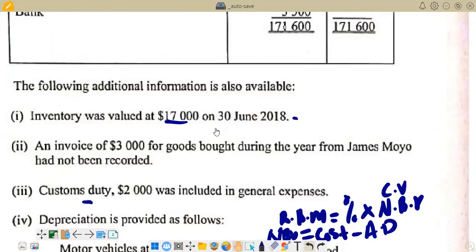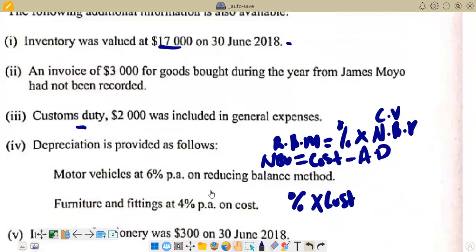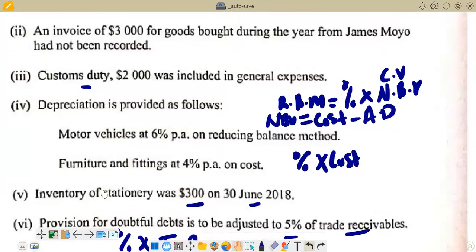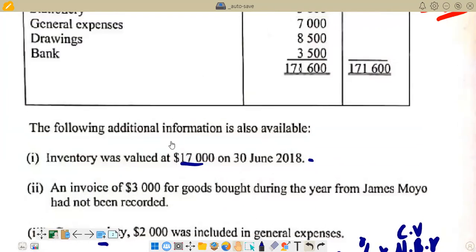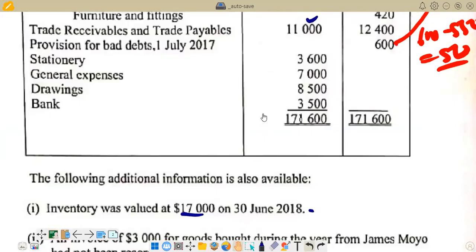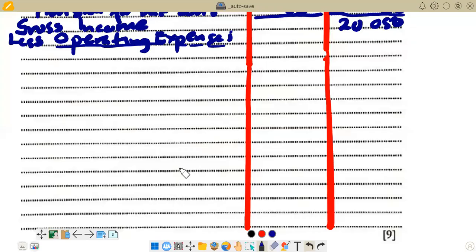For stationery, we are told that, go down for stationery. It's here, inventory of stationery was 300 on 30 June 2018. So this figure, we subtract it from the figure that we are given in the list of balances, like what I was explaining there. 300, we are going to subtract it from the figure that we are given, which is 3,600. So we go there and summarize that working.